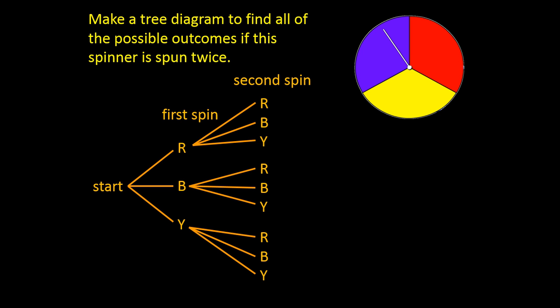Now if you follow the branches from the start to the end of each branch, you'll find all of the outcomes. So if you go along the top branches, that would be a red on the first spin and a red on the second spin. If you go on the second set of branches, that would be a red on the first spin and a blue on the second spin. And we can continue that all the way down until we have all 9 outcomes, ending at the bottom with yellow on the first spin and yellow on the second spin.